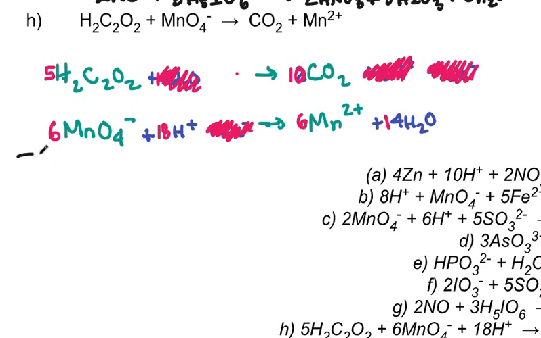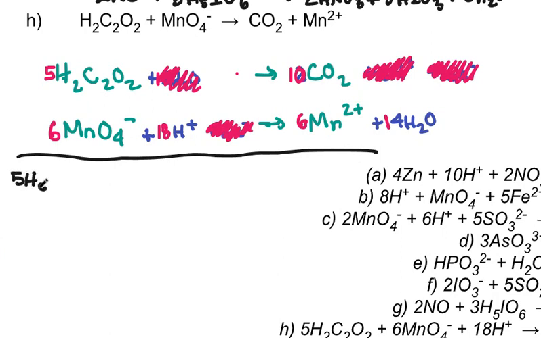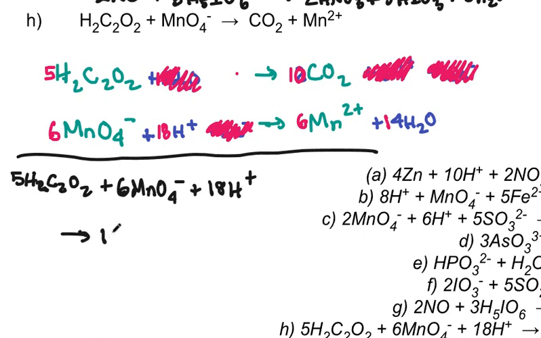And with that, we add for the last time 5 H2C2O2 plus 6 permanganate ions plus 18 hydrogen ions. Sorry for the line break, but the solutions are in the way. 10 carbon dioxide plus 6 manganese 2 ions plus 14 water.